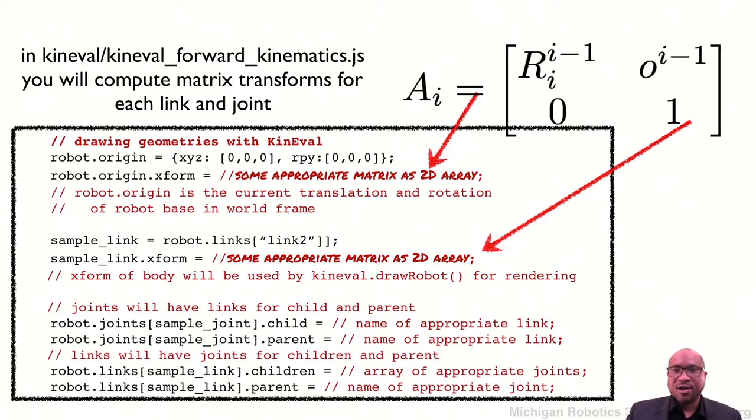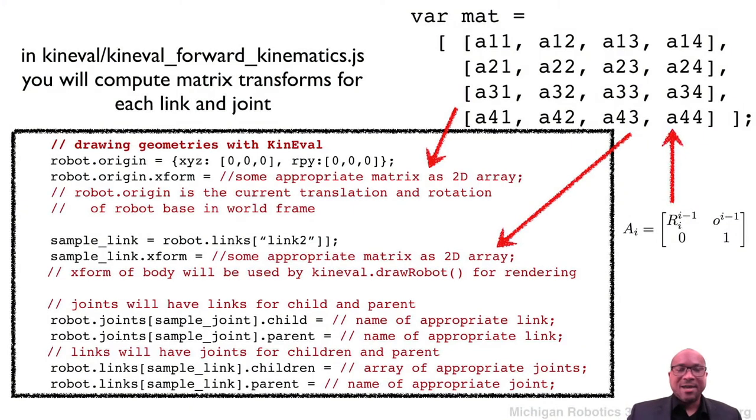As a side note, we should remember that in JavaScript, we're going to represent these matrices as two-dimensional arrays. And so what you'll note is that it is an array of arrays. There are four arrays in our homogeneous transform, and each array is going to provide a row of this matrix.